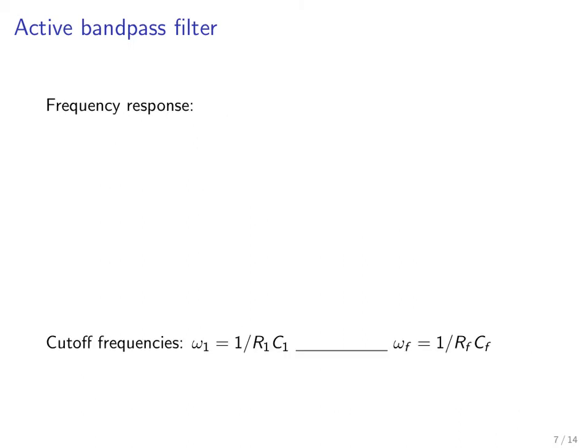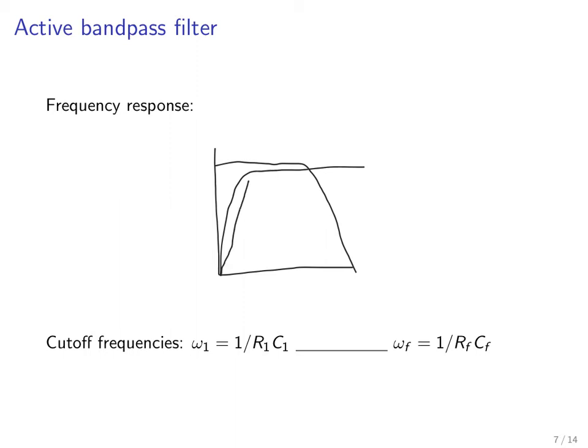And so here's the frequency response of this filter, whether it's active or passive. So the shape of it is essentially just going to be the product of a low-pass filter and a high-pass filter, and so what we'll get is something that looks like this, on a log-log plot.